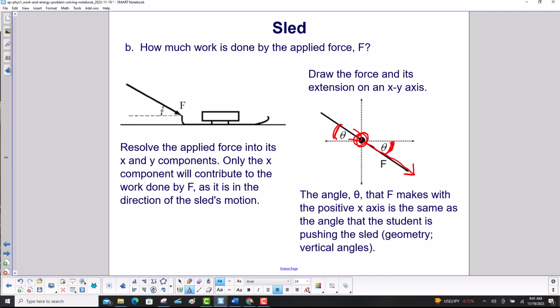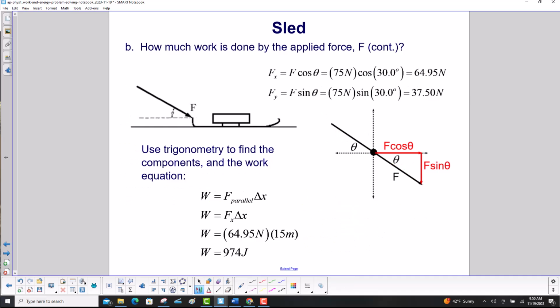Next, resolve the applied force into its x and y components. Only the x component will contribute to the work done by F, as it is in the direction of the sled's motion. Use trigonometry to find the components. We do this up here. We keep an extra sig fig as this is an interim result. Then use the work equation. Work is F parallel times delta x, or F sub x times delta x. Substitute in our values, and we get 974 joules, and we rounded that to 3 sig figs.